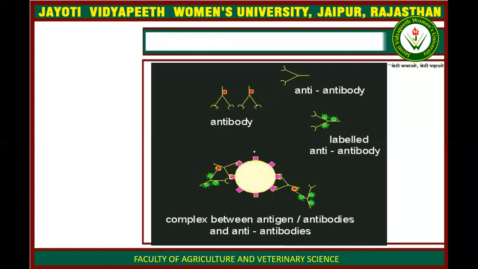So what is the basic thing in immunofluorescence? An anti-antibody will bind to this antibody. But in immunofluorescence, this anti-antibody is labeled. So this labeled anti-antibody will bind to this antibody, which can detect the presence of a particular antigen, cell, or any protein.